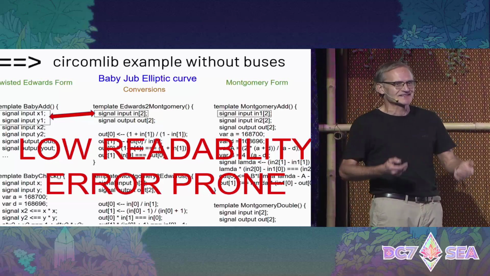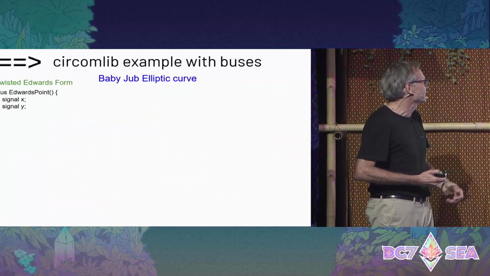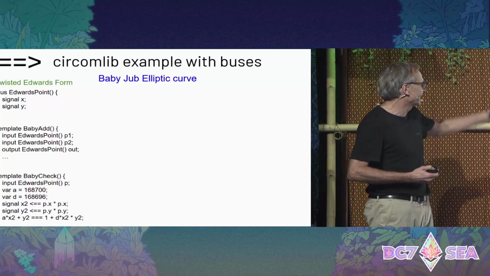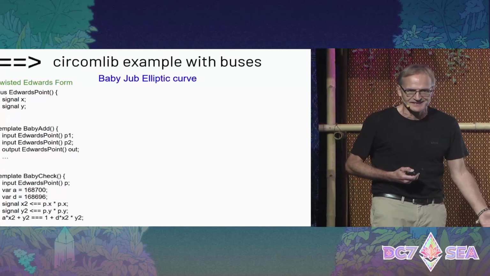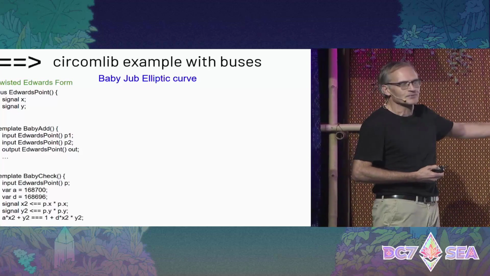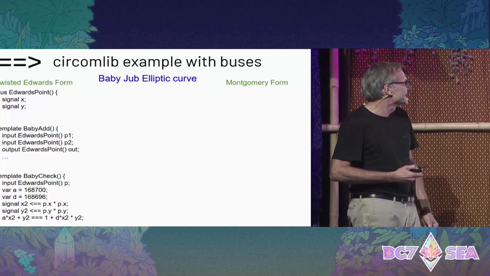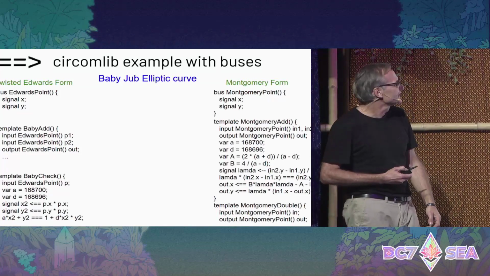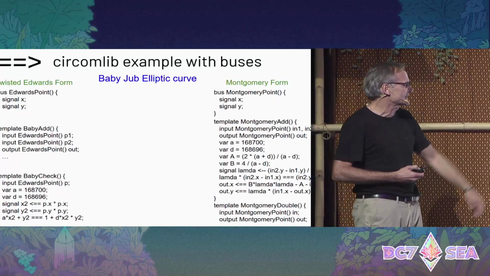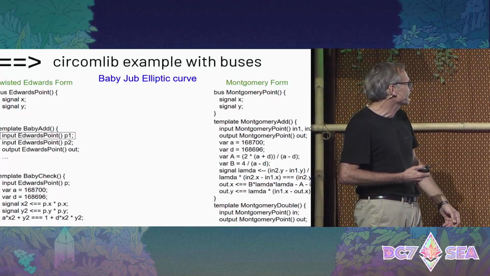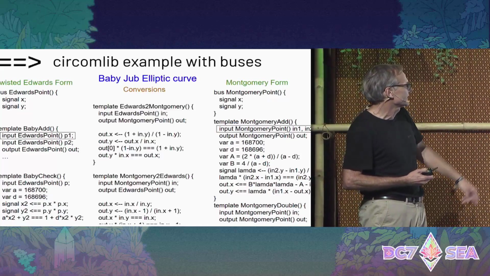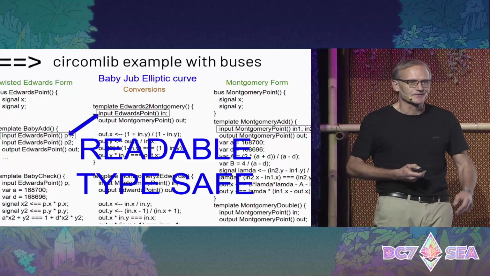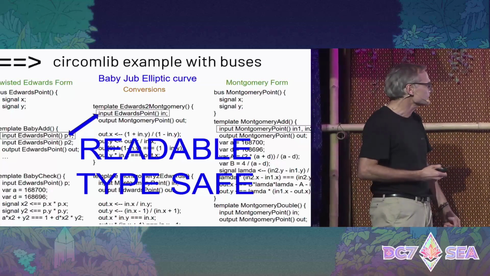Okay, so what's different now? So look, I will just create a bus for Edwards point, and then I have all this so nicely written. Okay, I get an Edwards point, another point, and produce an Edwards point. Okay, so for Montgomery point, same there. I do this there, and I get the same nice presentation. And then for the conversors, you see everything looks nice. And then we have readable code and type safe.